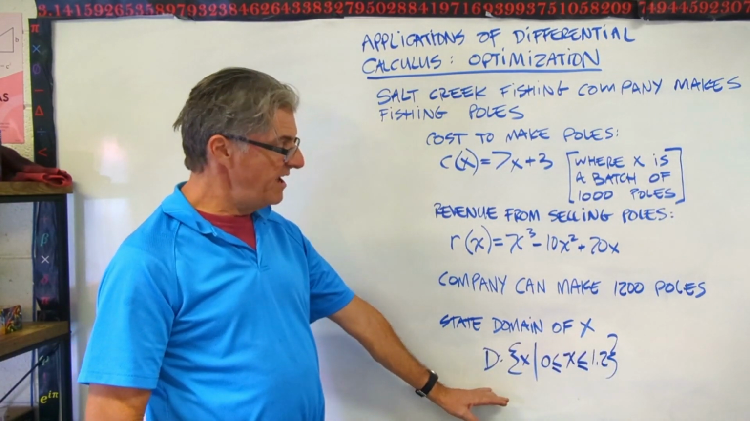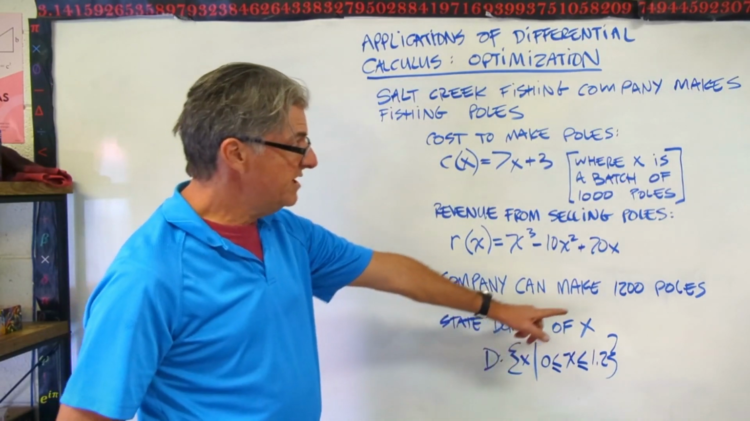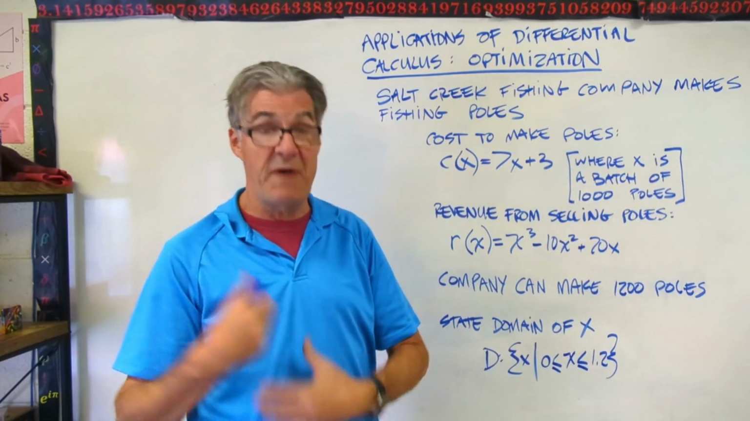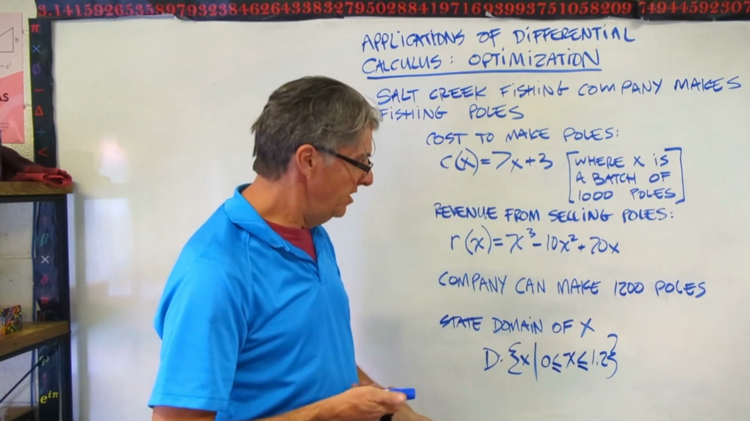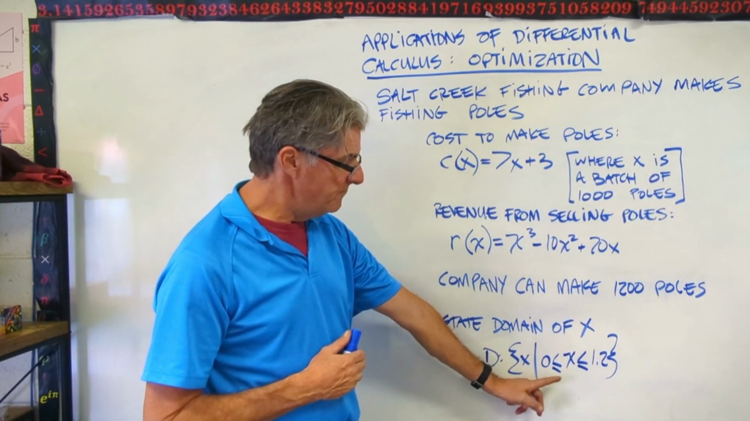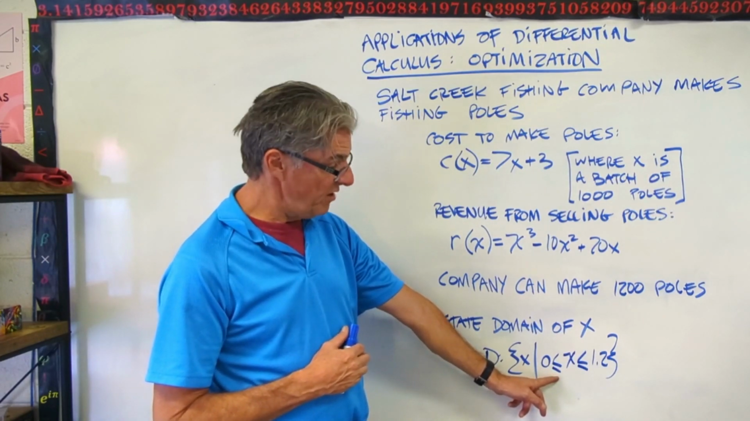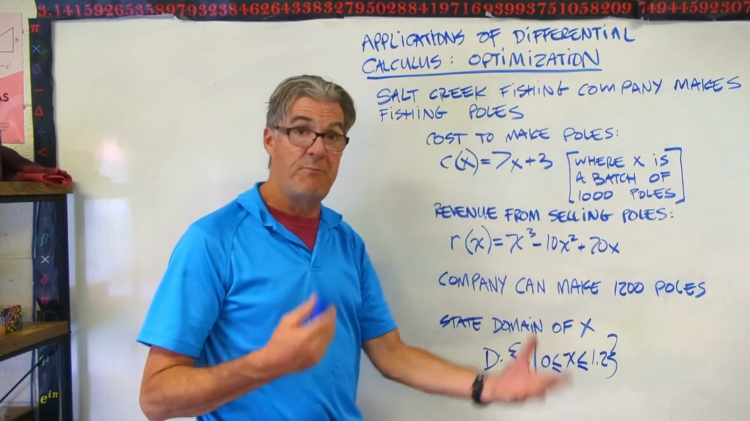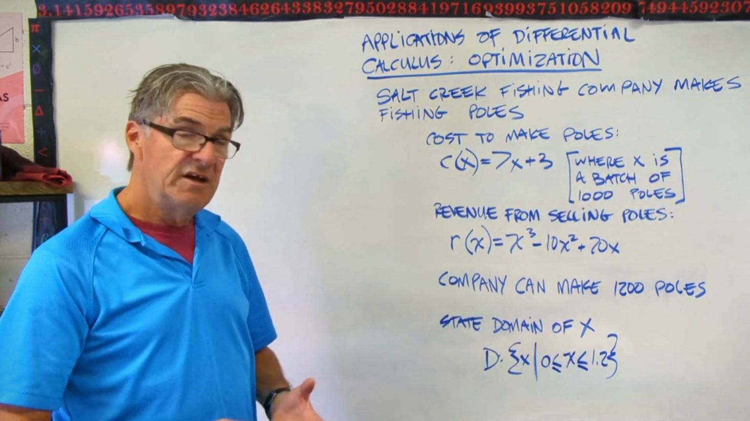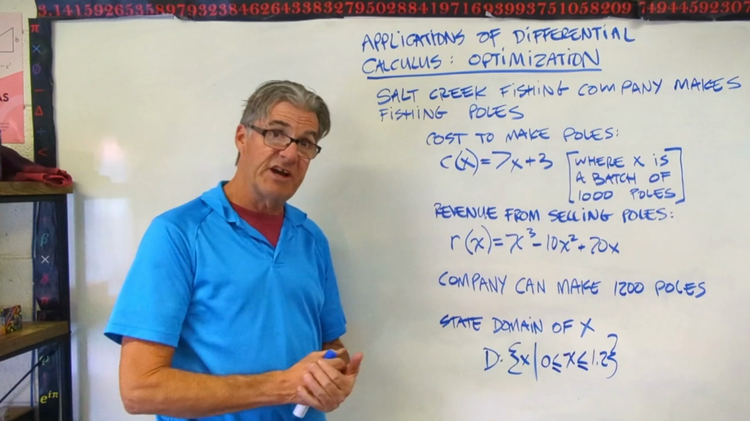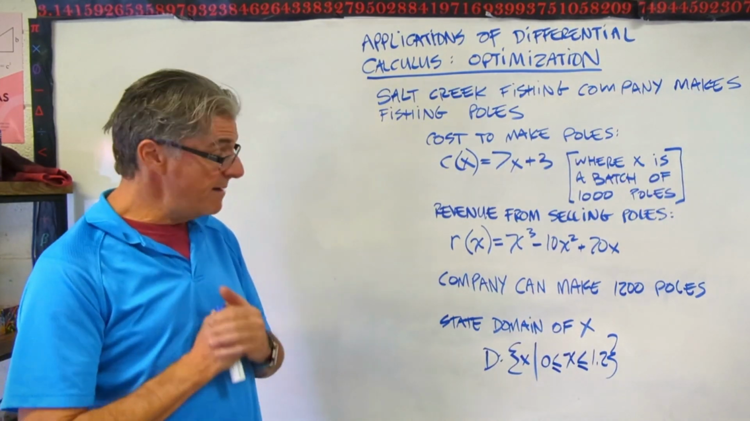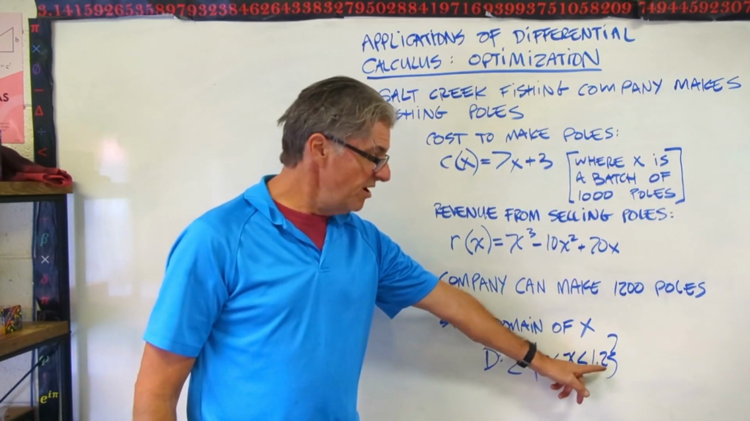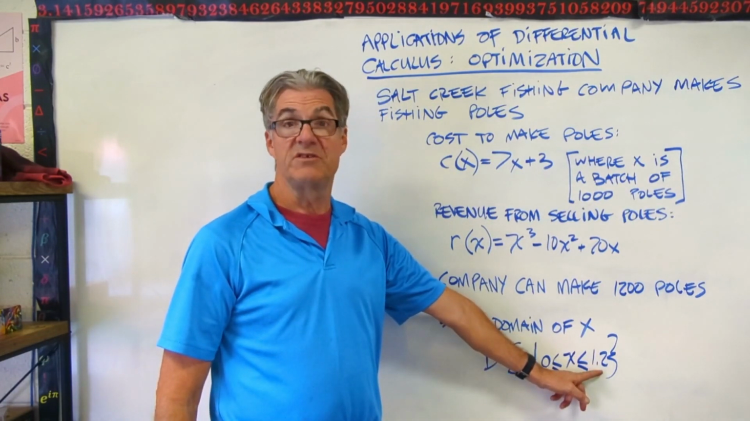Okay, so here's my domain. The key to realize is that if 1,200 poles is our max, that's going to be 1.2 batches of 1,000 poles. So for x, you could make no poles, so x is greater than or equal to 0, but less than or equal to 1.2 batches. So that's our domain. As we chunk through the algebra and the differential calculus of this problem, we need to remember that when we find some x's, we really only want something between 0 and 1.2.